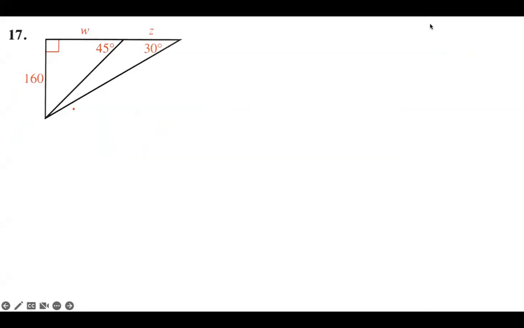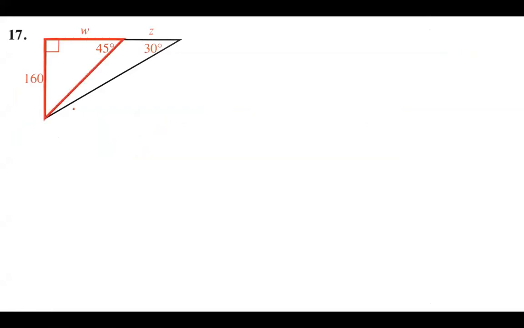Okay, so let's see. This is number 17, the one you asked a question on. So there's a bunch of triangles there. I want you to focus. There's a couple different ways you can do this. I think the easiest way to do it is to focus first on that triangle. So this triangle right here.